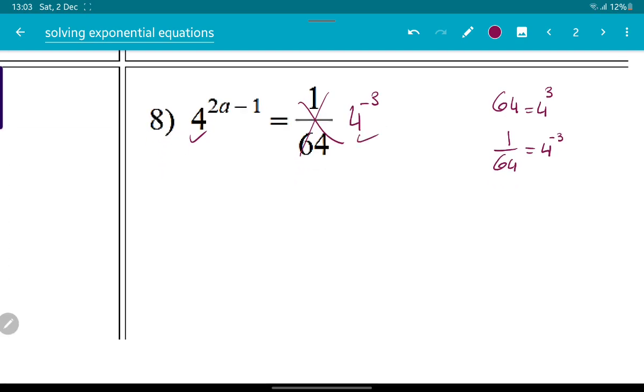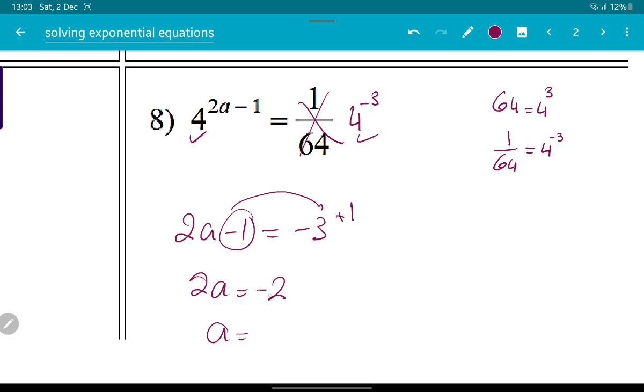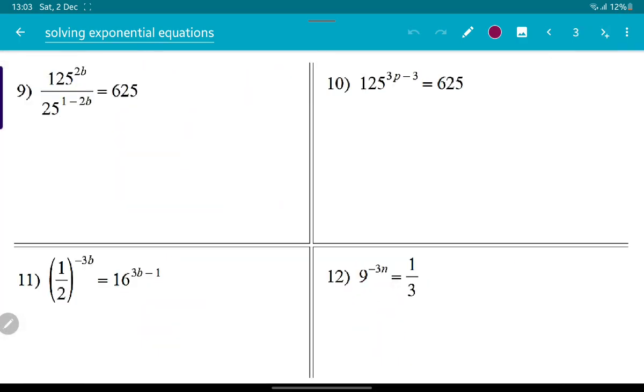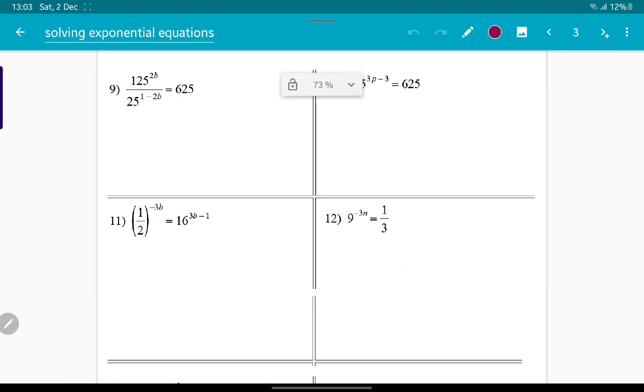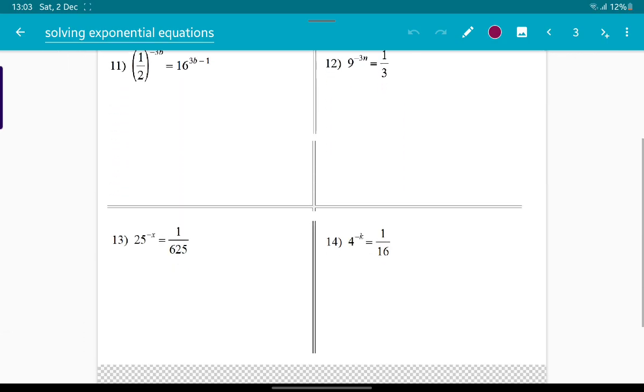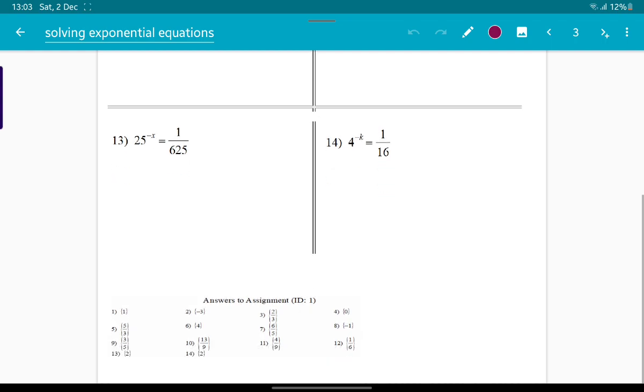Now, do we have the same base? Yes, we can take the two powers, put them equal, then solve. 2a, and this is positive 1, equals negative 2, then a equals negative 2 divided by 2, the answer will be negative 1. Same idea.